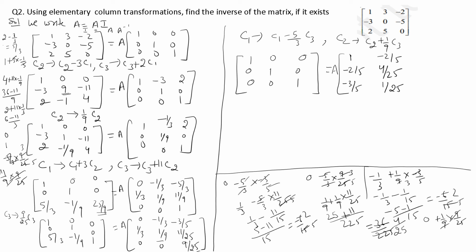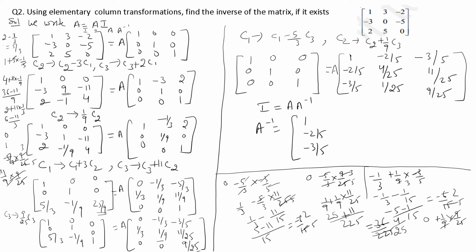Okay. And the last column is as it is, as no treatment was done on this. So it is minus 3 by 5, 11 by 25 and 9 by 25. So I changed this to A into A inverse. So what is A inverse here? It is 1, minus 2 by 5, minus 3 by 5, minus 2 by 5, 4 by 25, 1 by 25, minus 3 by 5, 11 by 25 and 9 by 25.